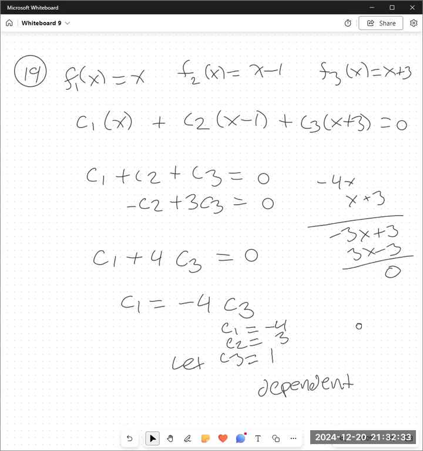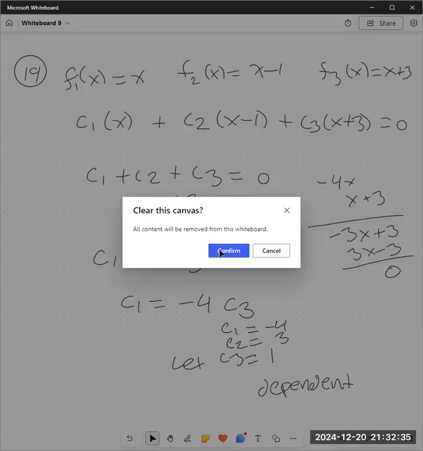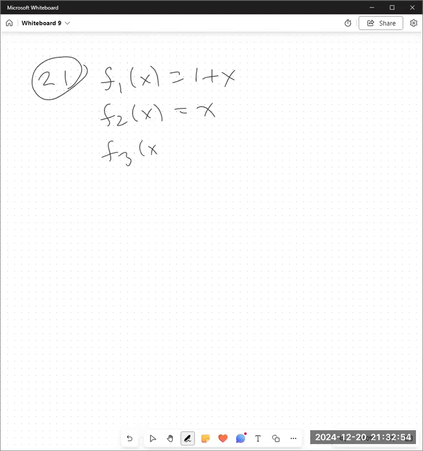So let's go ahead and look at number 21 here, will be our last one. F1 of x is equal to 1 plus x. F2 of x is equal to x. F3 of x is equal to x squared.